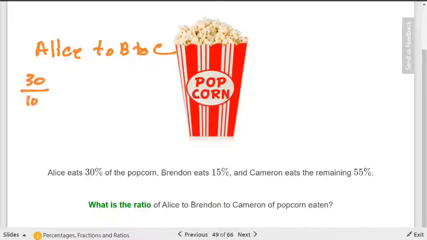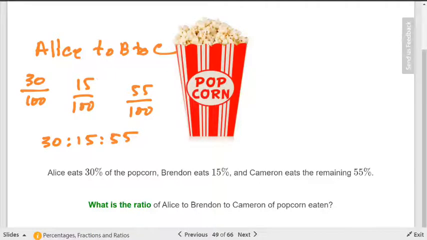30 over what? 100. Okay. And then Brandon is 15 out of what? And then Cameron is out of 100. So that gives me, do they all have the same denominator? Yes. So that gives me the ratio 30 to 15 to 55, and I'm done, yeah?